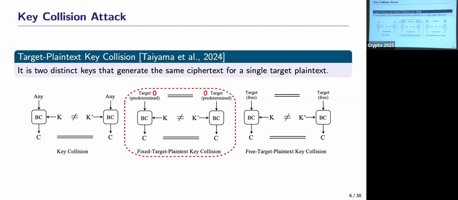We focus on the fixed target key collision attacks, which encrypt 0 with AES under different K1 and K2 to the same ciphertext, since this case has a practical impact on the key committing security of the widely used AES-GCM.